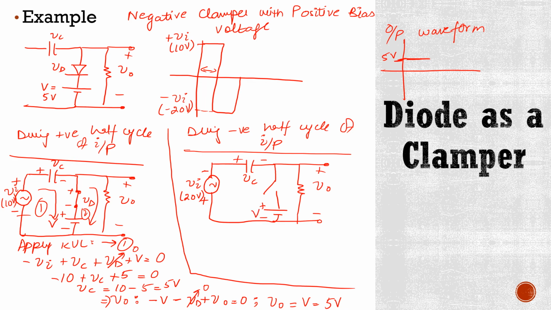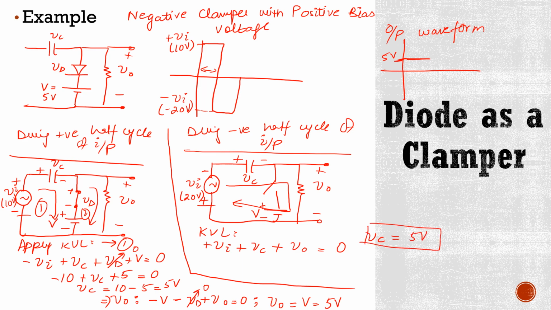Now again, no current will flow through this diode, so the current will directly flow towards the output in this direction. Now if we apply KVL here and we start from this point, we have plus Vi plus Vc plus V0 is equal to 0. Now here again this capacitor will retain its voltage, which is 5 volts.